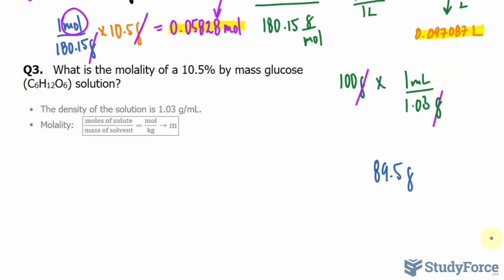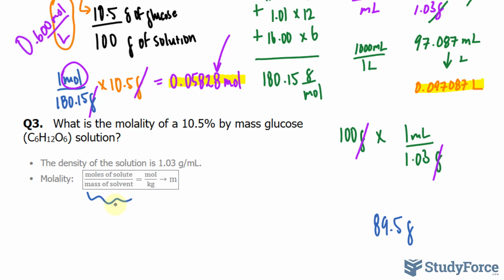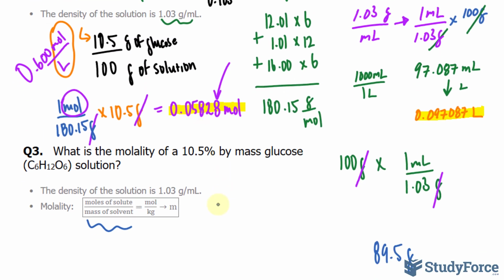What is the molality of 10.5% of mass glucose solution? This time they're looking for the molality, and the definition for that is shown right here. Moles of solute over the mass of the solvent. We already know the moles of the solute, and we can borrow some information from question 2, it was right here. 0.05828 moles of glucose. The mass of the solvent is what the solute dissolves into.